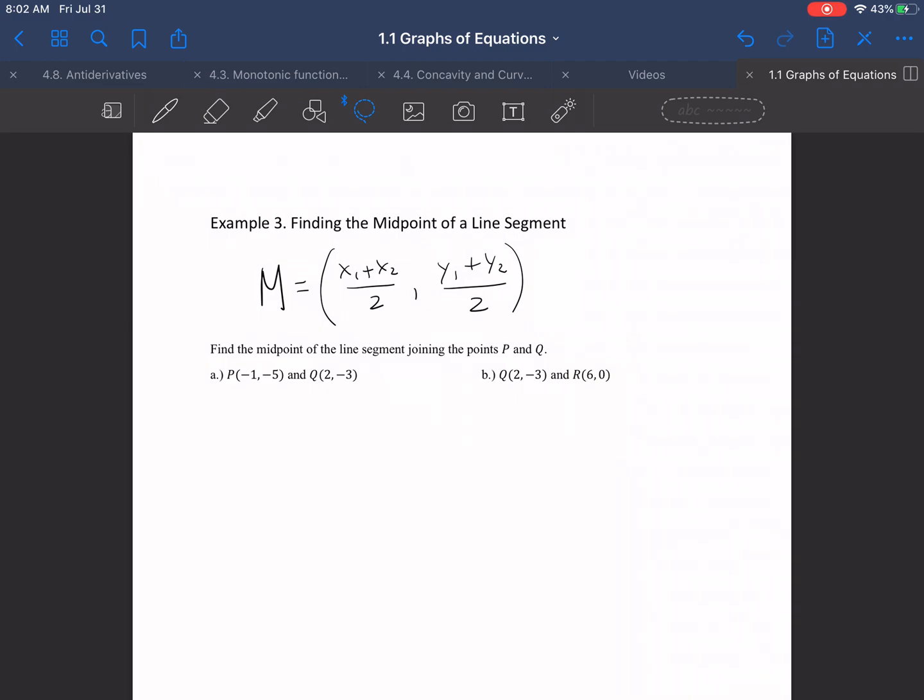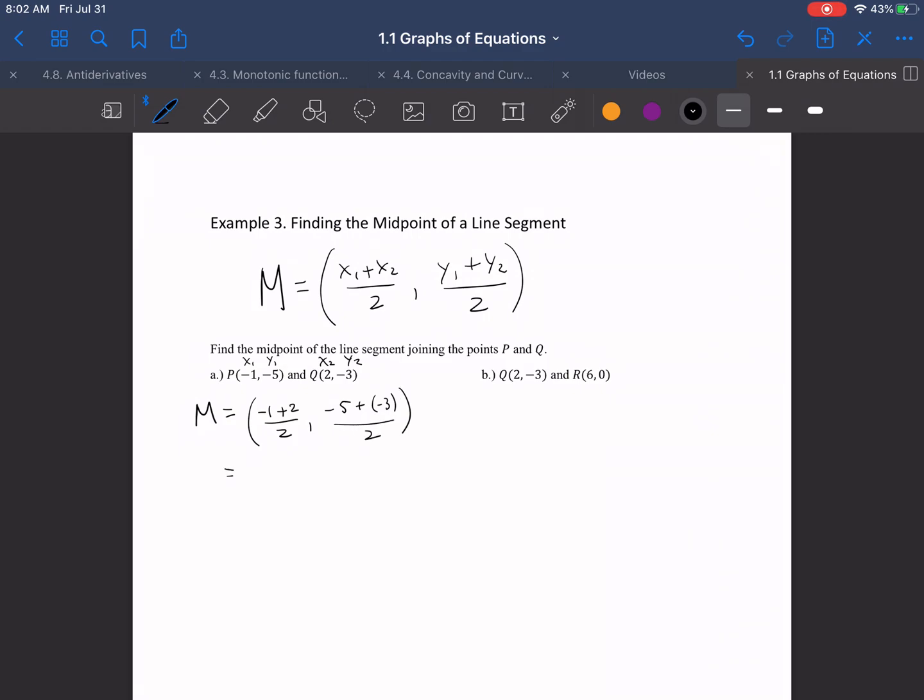All right, so let's take a look here. P is (-1, -5), and Q is (2, -3). Now, keep in mind they don't have to always be named P and Q. So let's try midpoint. Midpoint equals. So we'll call this x1, y1, x2, y2. So we'll add the two x's together, -1 plus 2, and divide by 2. We'll add the two y's together, -5 plus -3, divided by 2.